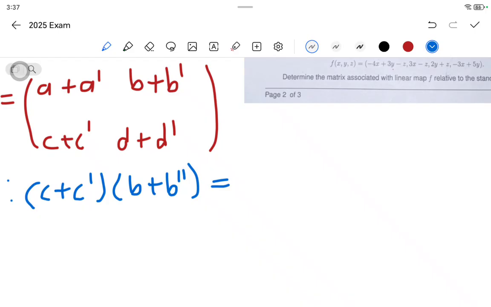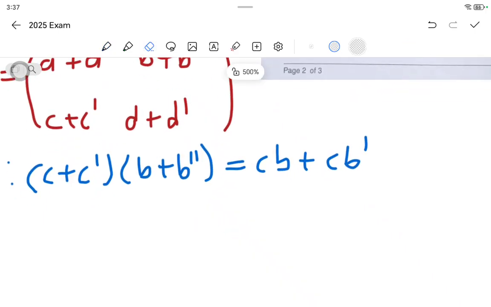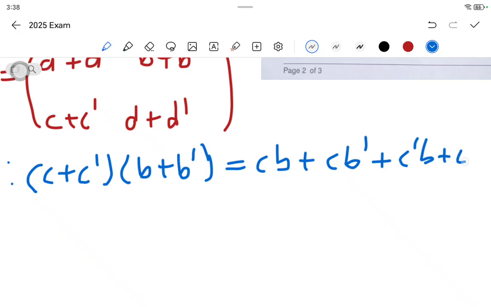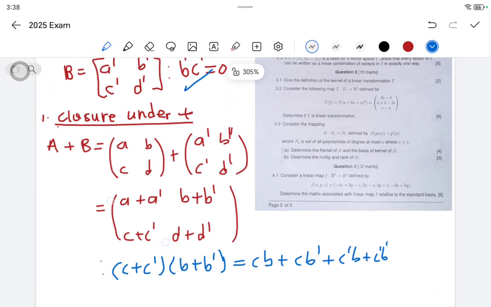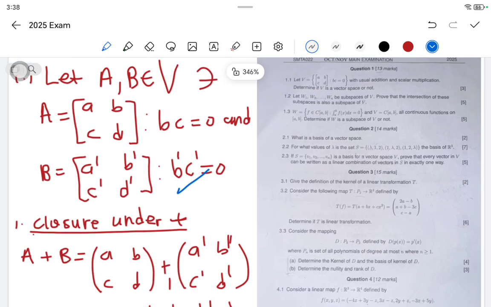So we just simplify this. It's going to be C times B plus C times B prime, then plus C prime times B plus C prime times B prime. Now, we go back to what we have from the beginning. We know that B times C is equal to 0.